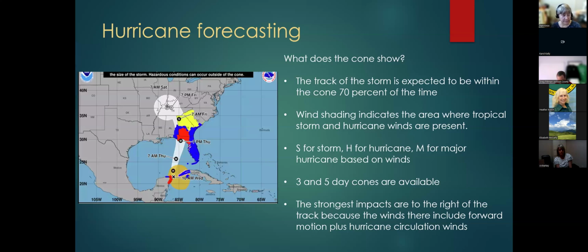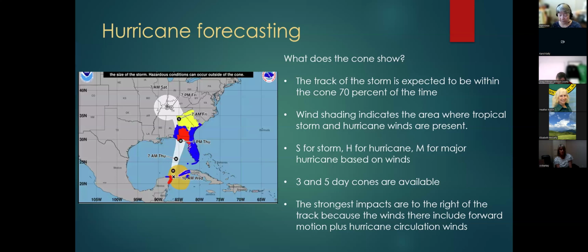So you can see there whether it's a storm for S, H for hurricane, or M for a major hurricane based on the Saffir-Simpson scale of winds. They have cones for 3 and 5 days. And they also show now what happens when it goes on shore.